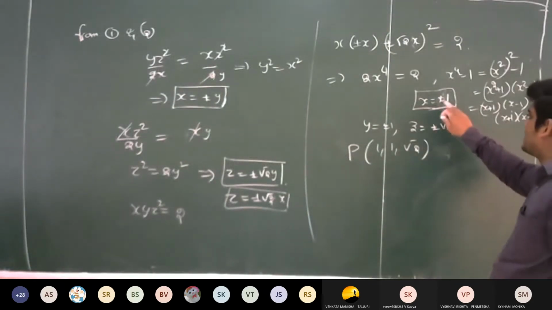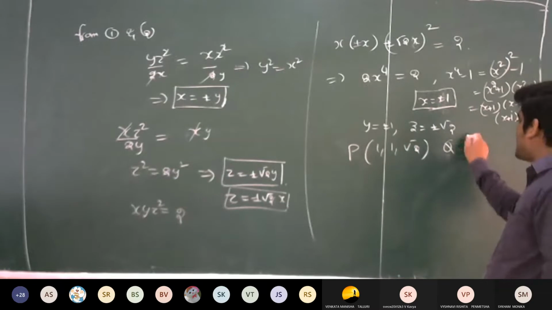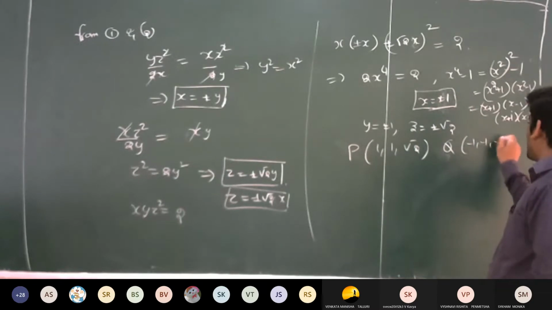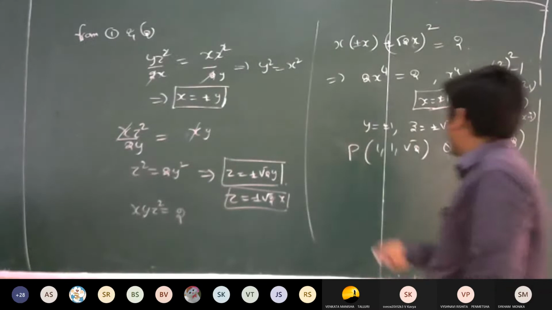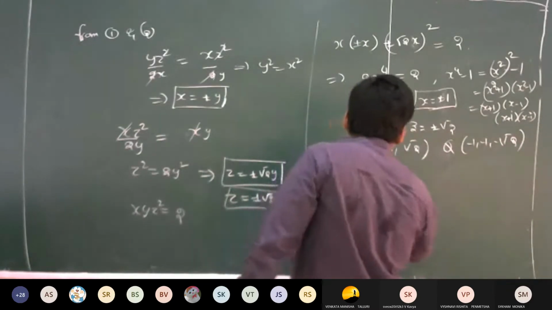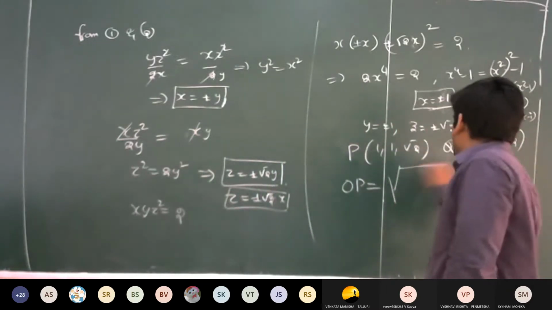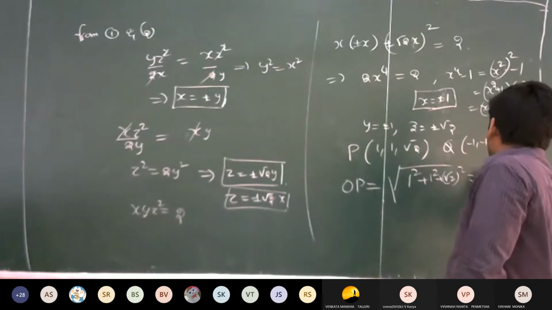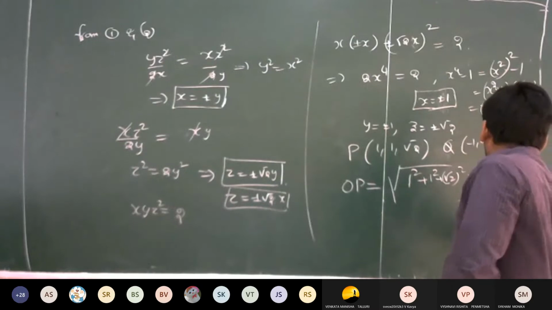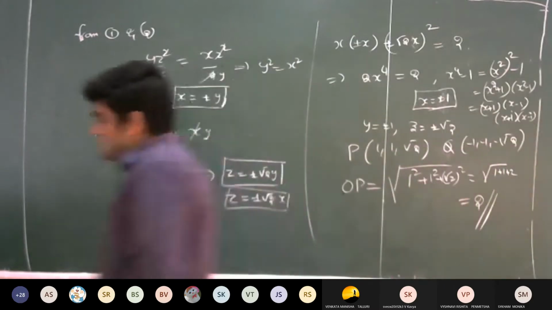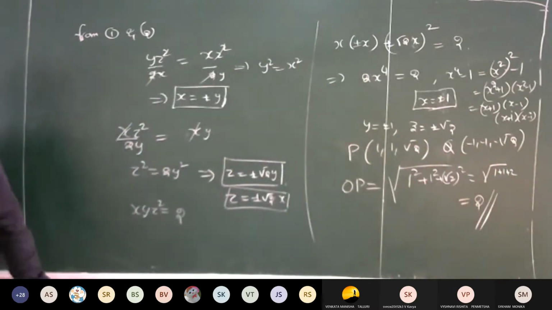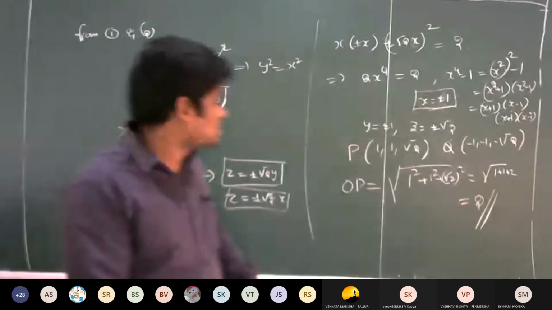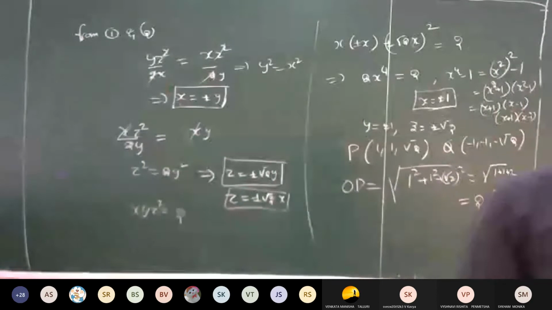So I am just considering x is equal to plus or minus 1, so that the points are 1, 1, root 2 and minus 1, minus 1, minus root 2. So therefore OP, that is the shortest distance, right? So this is nothing but the square root of 1 square plus root 2 whole square, that is 1 plus 1 plus 2, that is equal to 2, which is the shortest distance from the origin. And in a similar manner, you will get the same answer for Q, that is OQ also.